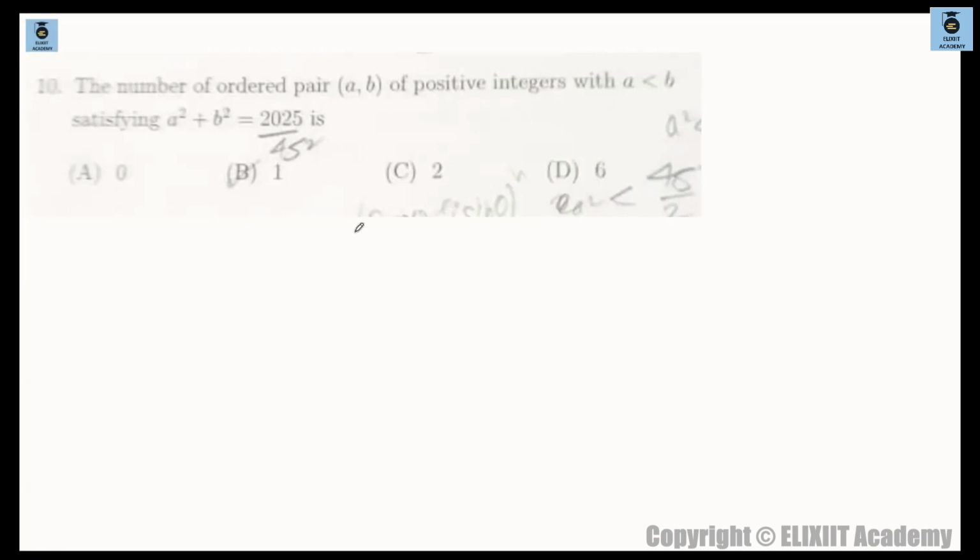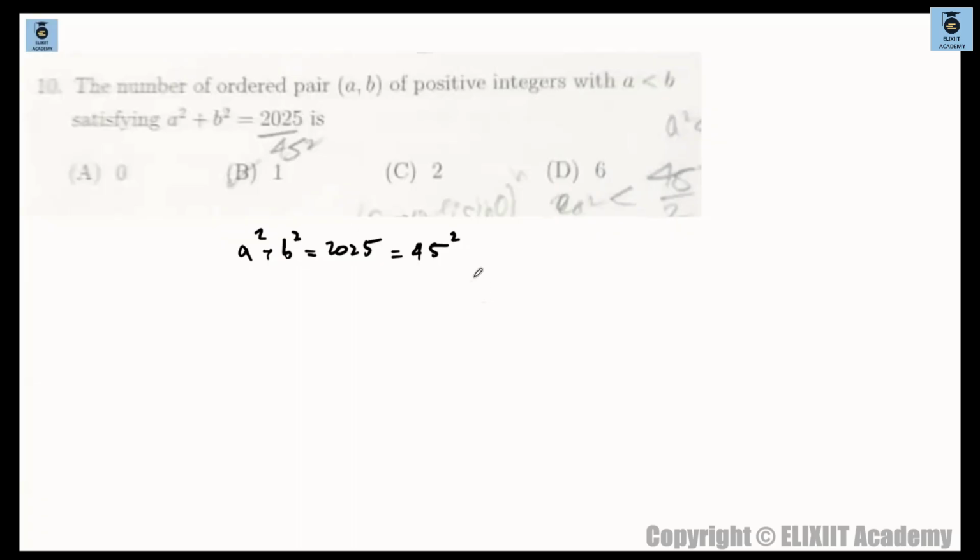First of all, you can clearly see from here we are having a square plus b square is equal to 2025. So always whenever you are giving the exam, whichever year you're giving the exam, you should remember the factorization of that particular year. Okay, whether it's a perfect square or not. So likewise over here, 2025 is 45 square. This year is a perfect square.